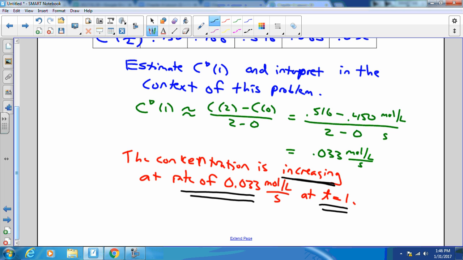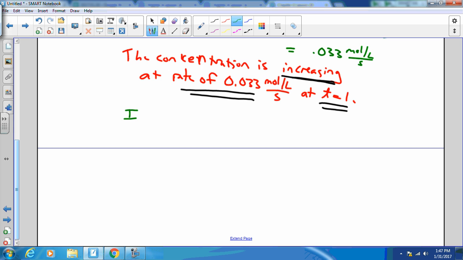Now comes our mean value theorem question. Does this number have any actual relationship to C prime of 1? You see, I computed this as an average rate of change over the interval 0 to 2. That's not the question that was asked. The question that was asked is what is C prime of 1? And so what I did was I made this computation right here as an estimate for that value. But is there any relationship between the two? Is there any validity to this?